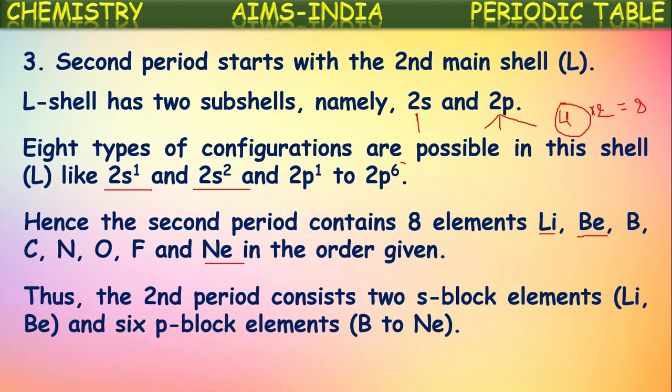For lithium and beryllium, the last electron is present in the 2s subshell. For lithium 2s1 and for beryllium 2s2 is the valence configuration. So these two elements come under s block elements. And from boron, the p subshell starts to be filled till neon. So these six elements, boron to neon, come under p block elements.